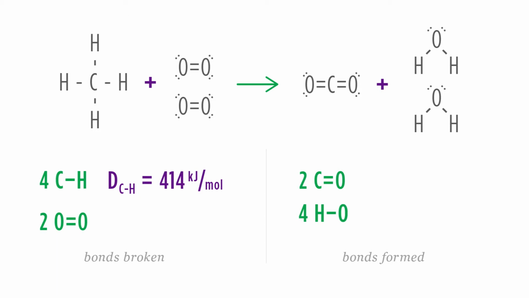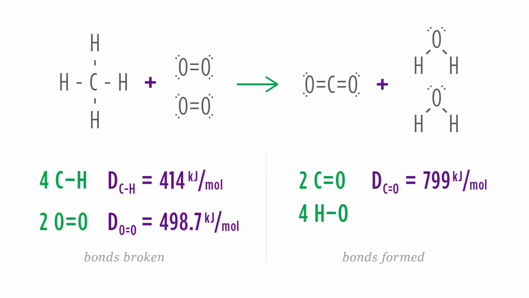So the dissociation energy of a carbon single bond hydrogen will be 414 kilojoules per mole. The dissociation energy for oxygen double bond oxygen, and note it's a double bond, so you need to make sure you get the right value, is 498.7 kilojoules per mole. A C double bond oxygen dissociation energy, again, make sure that you're looking at the right number of bonds between the carbon and oxygen, is 799 kilojoules per mole. And dissociation of a hydrogen-oxygen single bond, we see 460 kilojoules per mole.